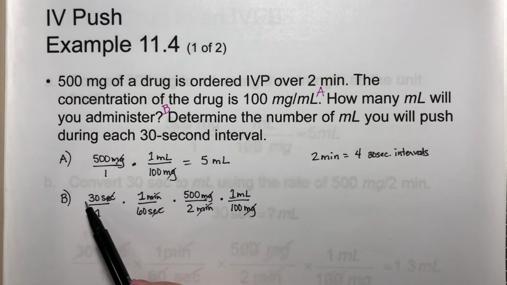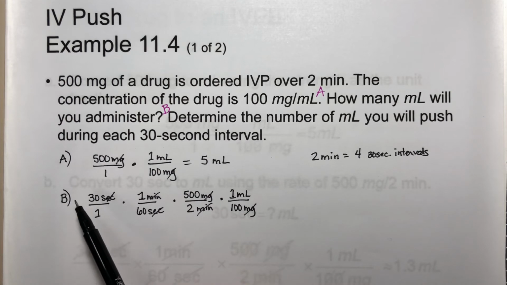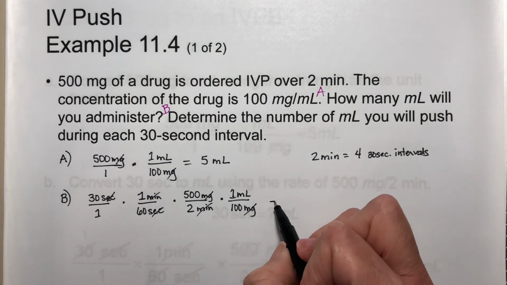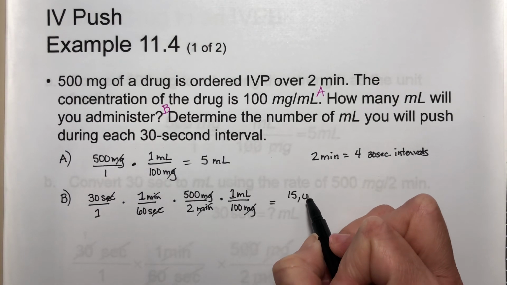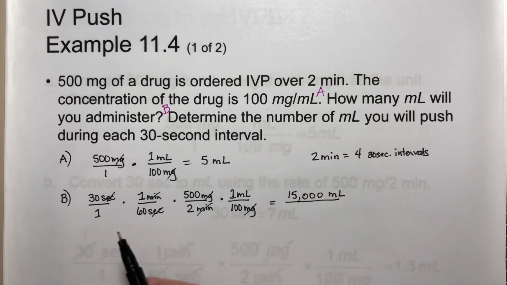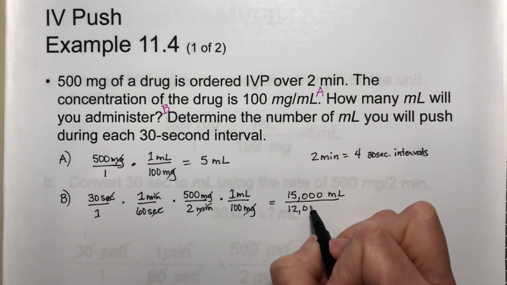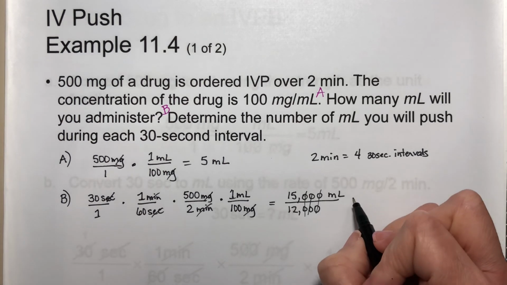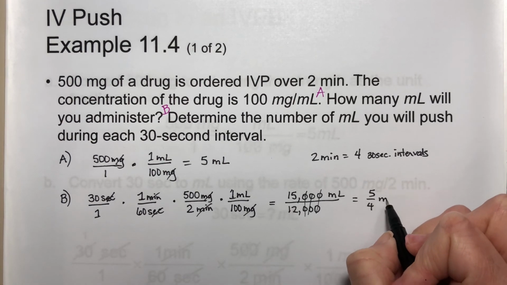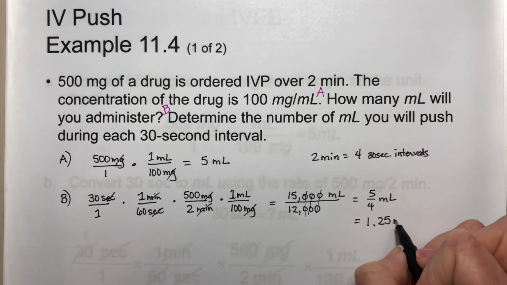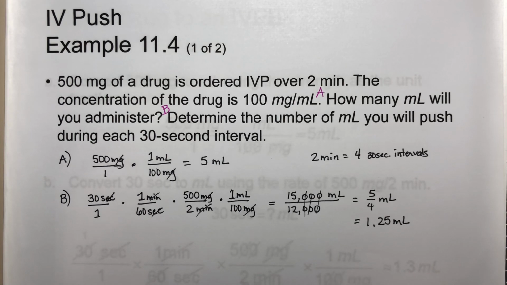If I multiply straight across, I get, what do I have? I have 30 times 1 times 500, which will be 15,000 milliliters, over 60 times 2 times 100 is 12,000. You reduce this or do the division. 15 over 12 is the same as 5 over 4, which is precisely 1.25 milliliters every 30 seconds.